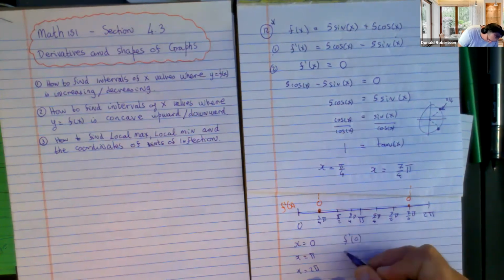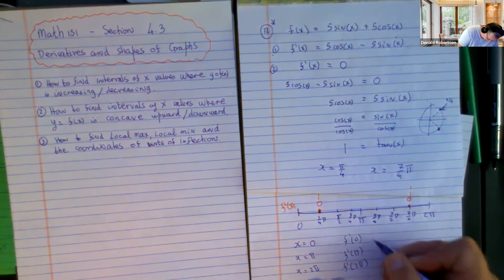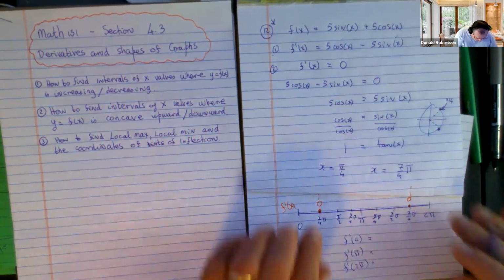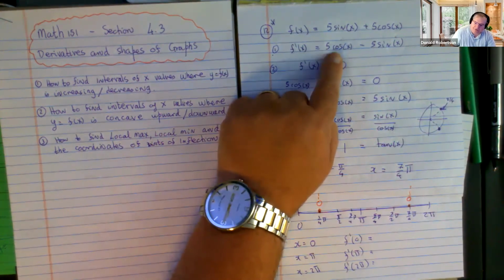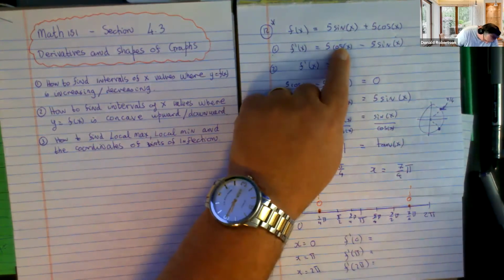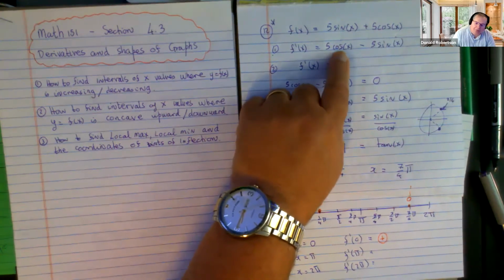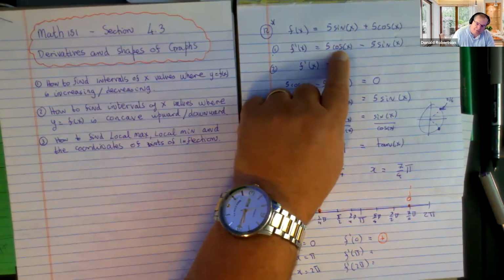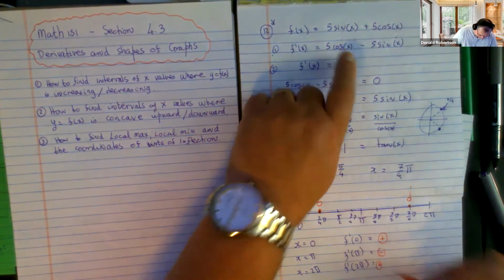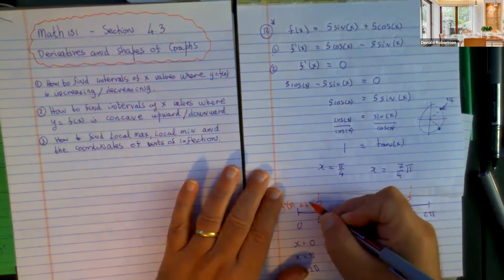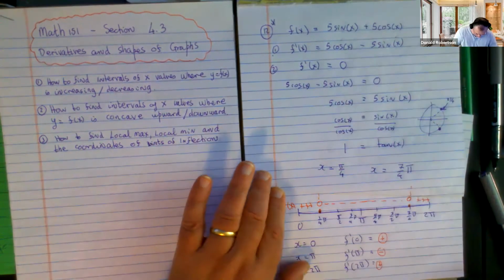And now I'm going to find the derivative at those points. I'll go up here to the derivative, and if I do the derivative at 0, that's 5 take away nothing, so the answer is 5, which makes it positive. If I do pi, the cosine of pi is -1, so 5 times -1 is -5, take away nothing, so it's negative. And the last one, trust me, is positive. So a whole load of pluses, a whole load of negatives, a whole load of pluses.